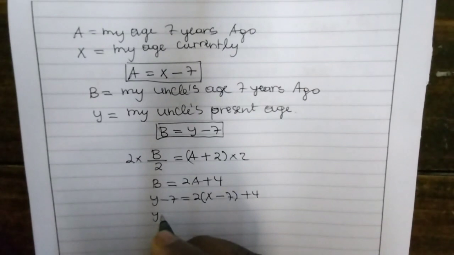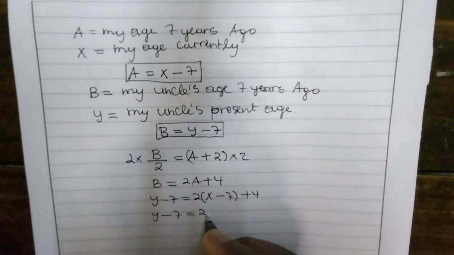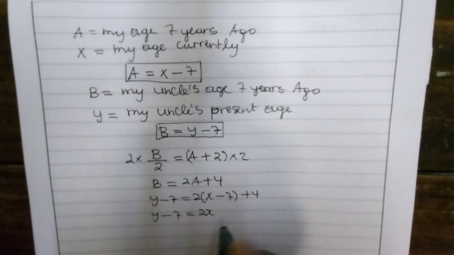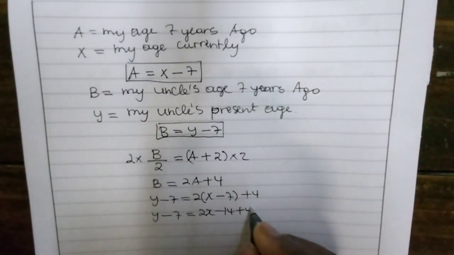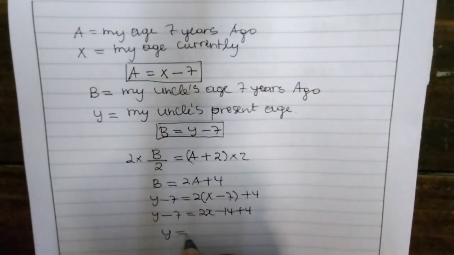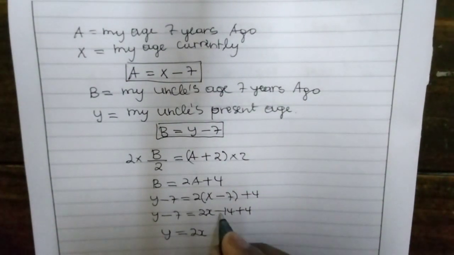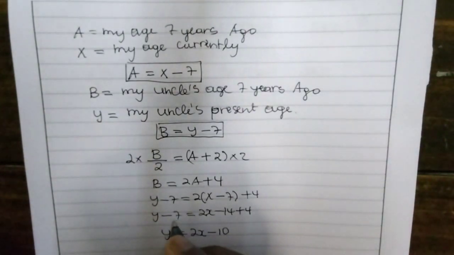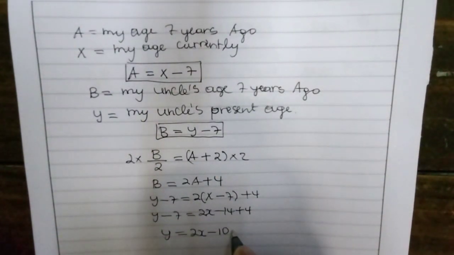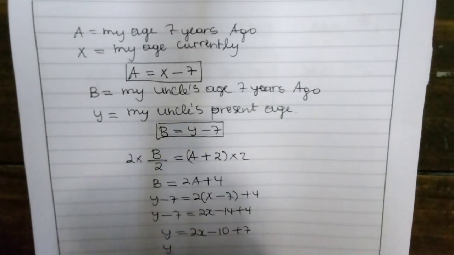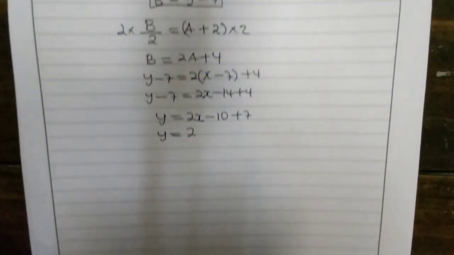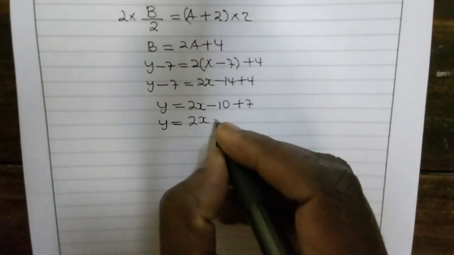Then Y minus 7 will be equal to 2X, 2 times minus 7, minus 14, plus 4. Then Y will be equal to 2X minus 14 plus 4. This is minus 10. Then I'm taking minus 7, bringing it to the second side of the equation, it becomes plus 7. Then Y will be equal to 2X minus 3.